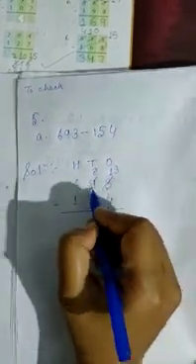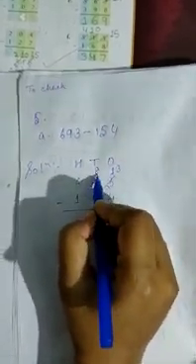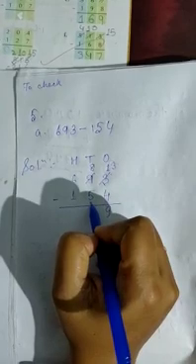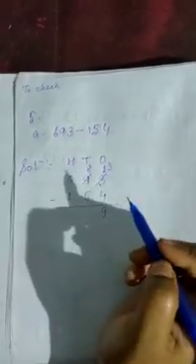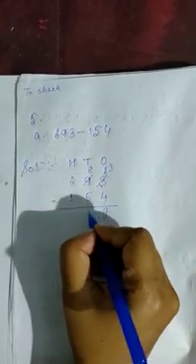From 9 we have borrowed 1. So here what is left, students? 8. Now you see in tens place 8 is written, 8 minus 5. Now 8 is greater than 5. So 8 minus 5 is how much, students? 8 minus 5 is 3.